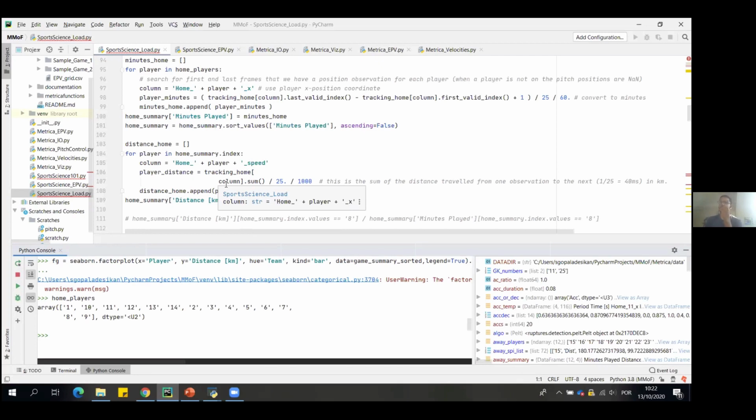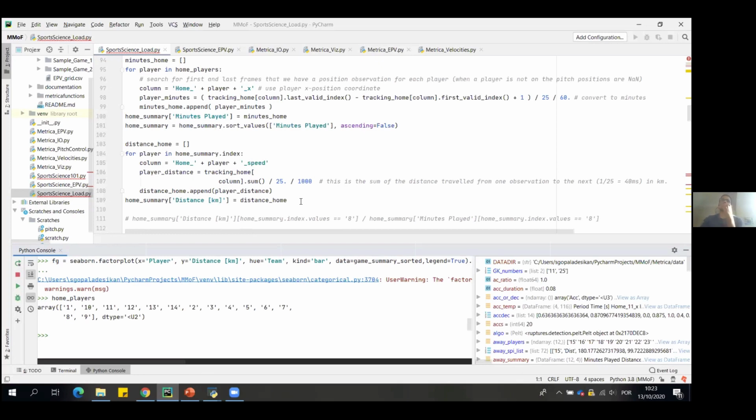So what this is doing is it's dividing by the number of frames per second that we have to get rid of the seconds, and then giving us an answer in meters, which we then divide by 1,000 to get us the total distance. So it's pretty straightforward, nothing too complicated here.